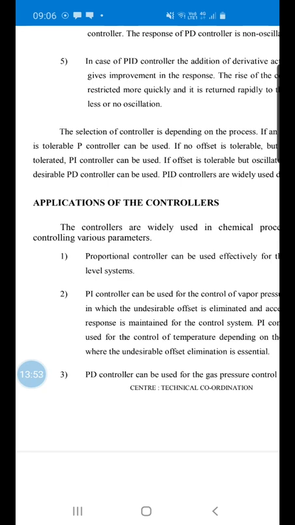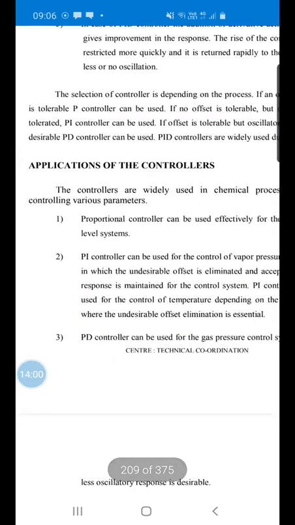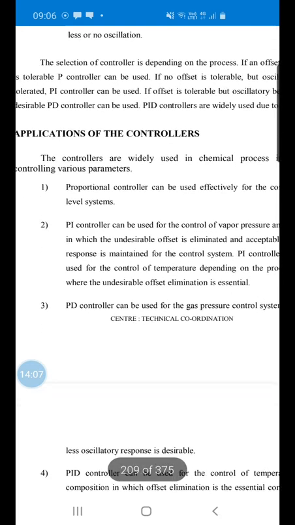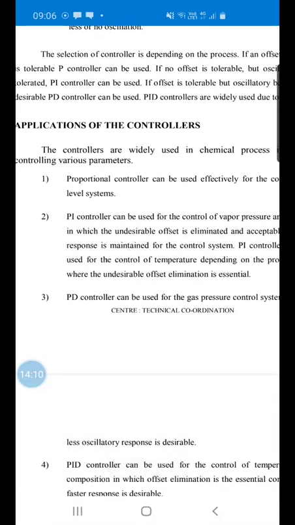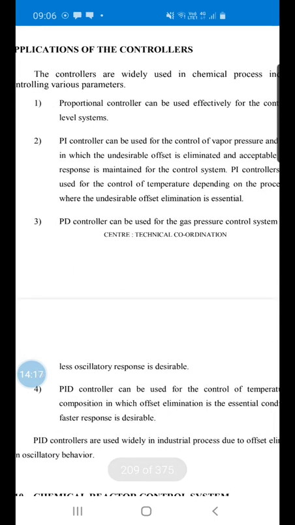So this is how various types of controllers can be studied and are used in industries. At the end, we will discuss the application of the controllers. These controllers are widely used in chemical process industries and allied industries for controlling various parameters. Proportional controllers can be used effectively for the control of liquid level systems. Proportional integral controllers can be used for control of vapor pressure and flow rates, in which undesirable offset is eliminated and acceptable speed of response is maintained.